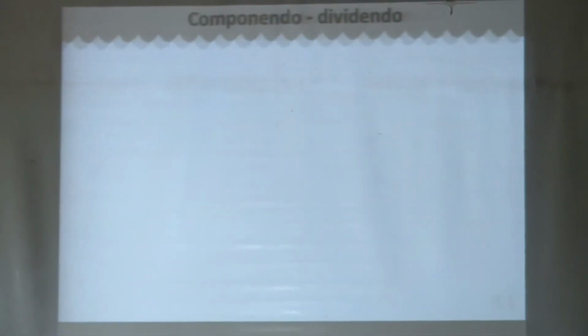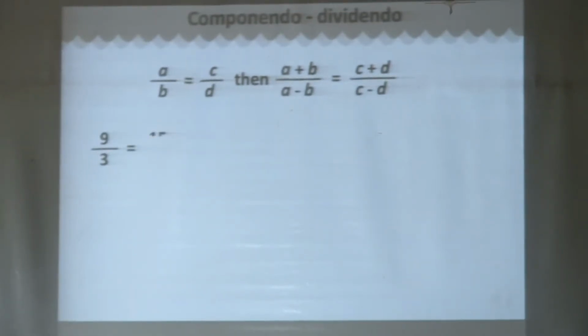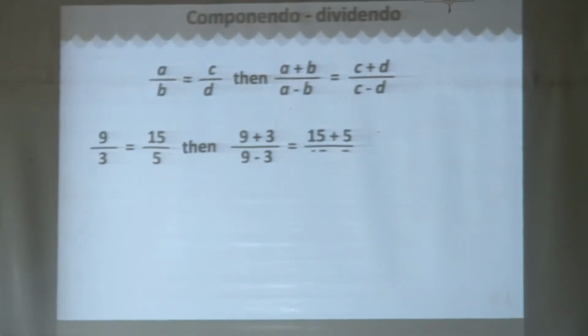Componendo dividendo. In this, if A upon B is equal to C upon D, then A plus B upon A minus B will be equal to C plus D upon C minus D. For example, if 9 upon 3 is equal to 15 upon 5, then by applying componendo dividendo, 9 plus 3 upon 9 minus 3 will be equal to 15 plus 5 upon 15 minus 5, which is 12 upon 6 is equal to 20 upon 10.